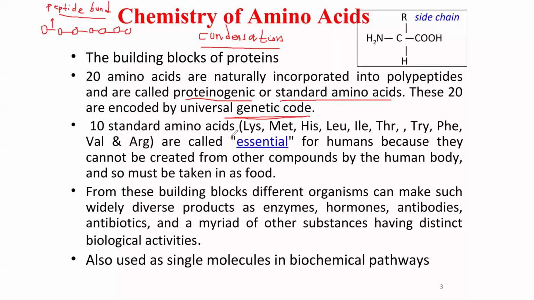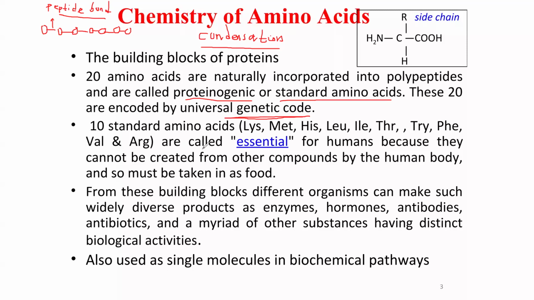So we have 10 standard amino acids that are called essential amino acids: lysine, methionine, histidine, leucine, isoleucine, threonine, tryptophan, phenylalanine, valine, and arginine. And why are they called essential amino acids? Because the human body cannot synthesize them. We cannot create them or produce them; rather, we obtain them from foods. Our body cannot synthesize them, so these are called essential amino acids.